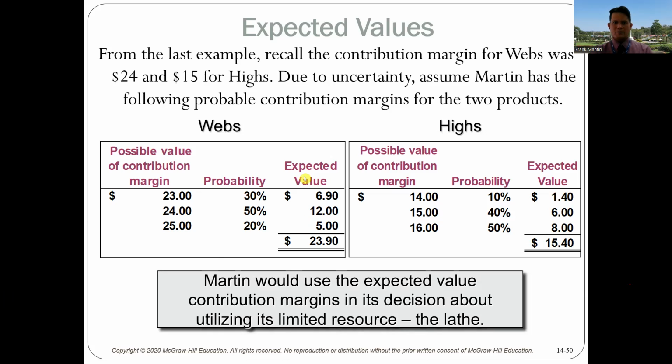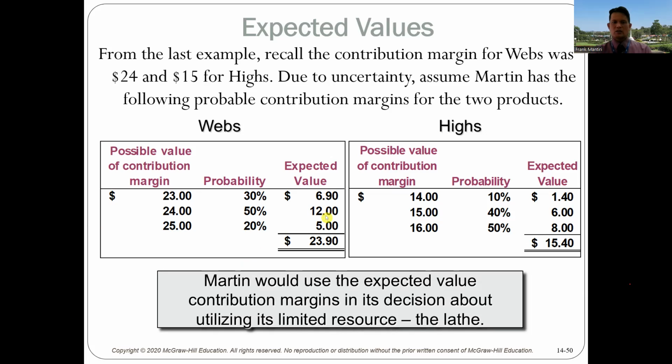So for the webs, the expected value, if the probability is 30% out of $23 of contribution margin, you will get $6.90 as an expected value. Now, if it is $24 contribution margin, the probability is 50%, you will get an expected value of $12.